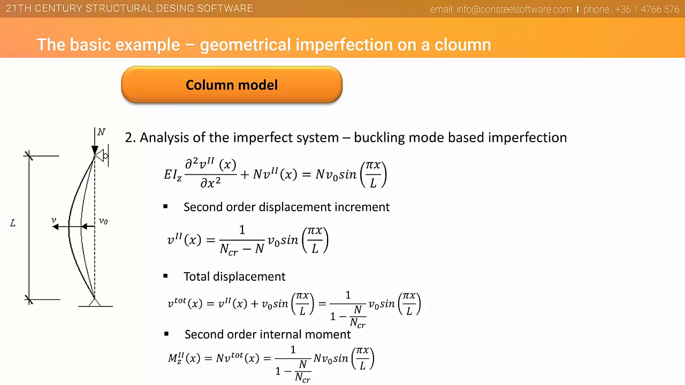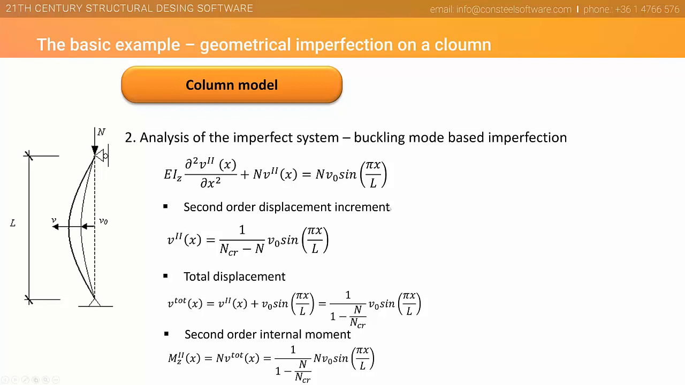The basic thing with this equation is that the second order displacement will have exactly the same shape as the original imperfection. It is only true if we have buckling mode based imperfections. In this case, the second order displacement will have completely the same shape with a calculable amplification factor. It depends on the normal force and how far we are from the elastic critical load level. So this amplification factor will be higher and higher as we approach the elastic critical load level. Theoretically, we cannot exceed the elastic critical load level, only approach it.